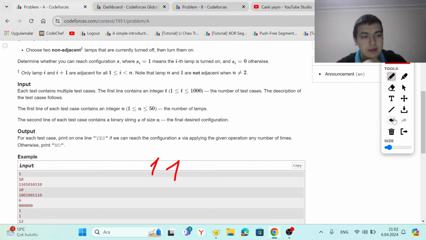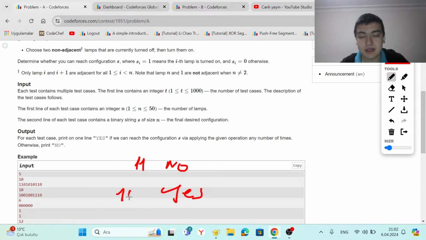So in that case, as I said before, if there are more than two ones, we can output yes. Otherwise, we need to look if the two ones are neighbors or not. If the two ones are neighbors, then the output will be no. Otherwise, the output will be yes, because there will be some zeros between the ones, so we can pair up these two ones. So let's look at the code.